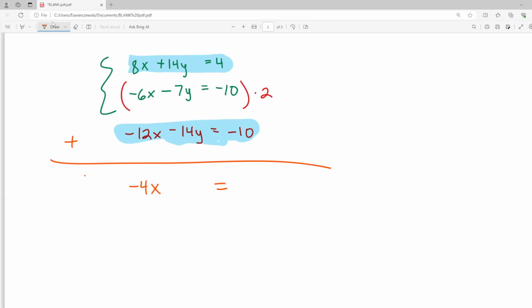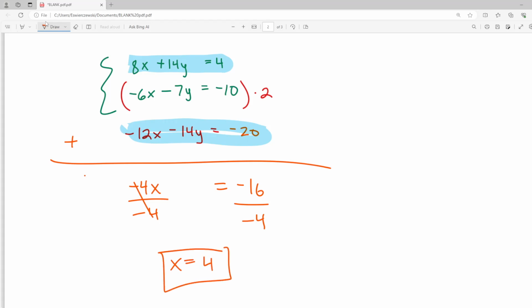Wait, I messed up. This was supposed to be negative 20 because I multiplied by 2. Sometimes you make mistakes. It's okay. So anyways, 4 plus negative 20 is negative 16. That's good because now it's going to work out nicer. X equals negative 16 divided by negative 4 is positive 4.